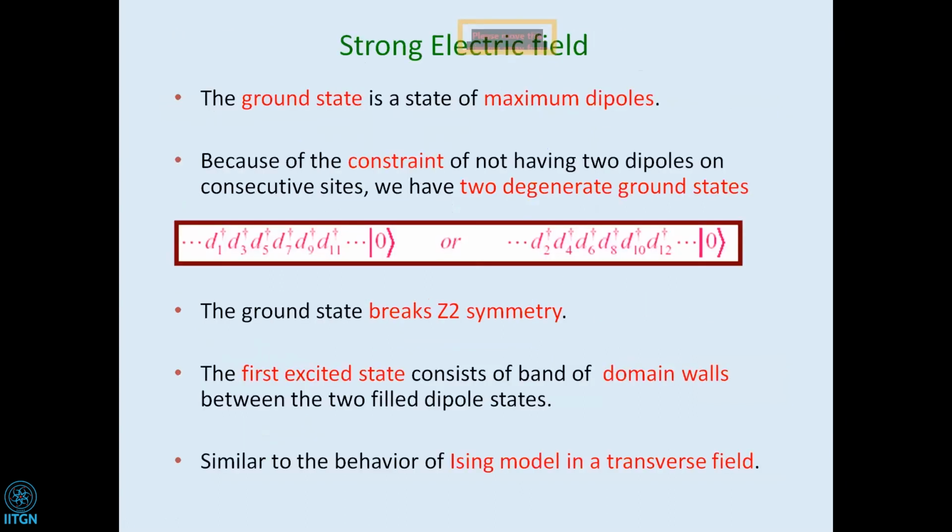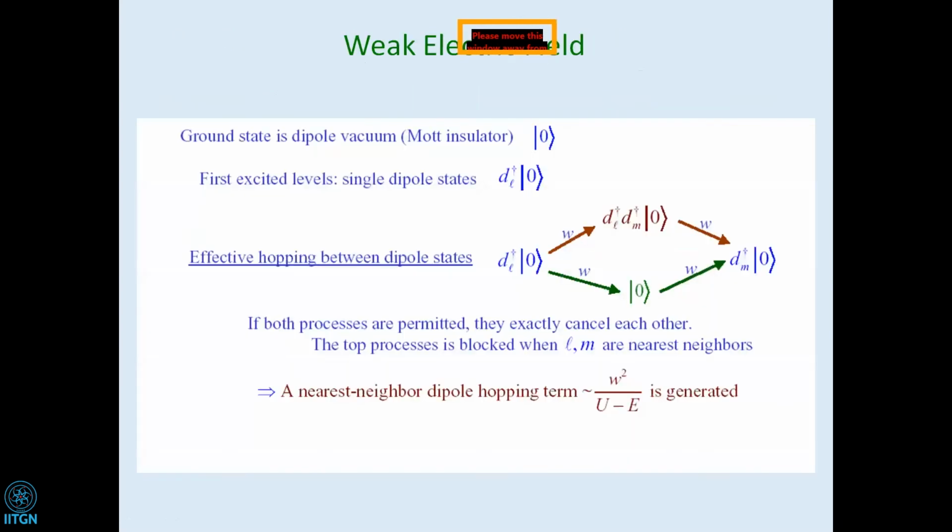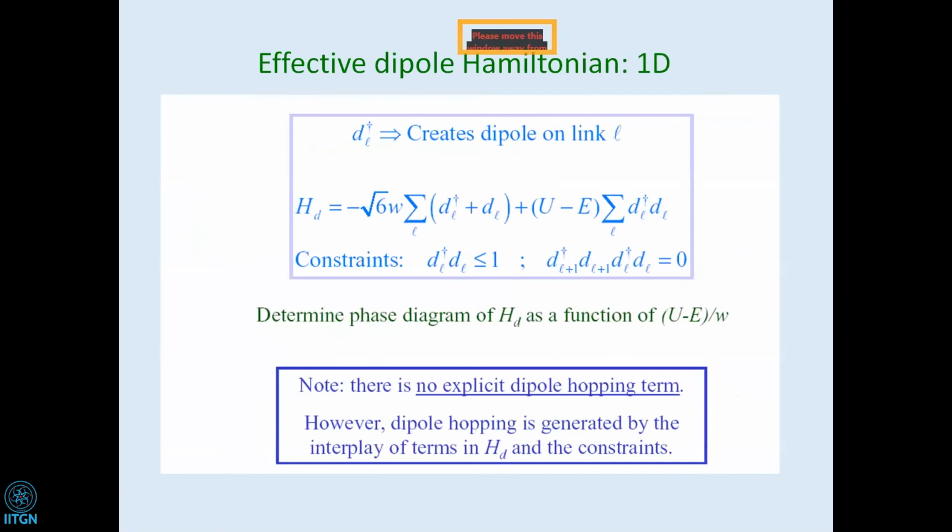Now let me skip that. But the other thing is more interesting. When your electric field E is large compared to U, this means that U minus E is large and negative, and you are going to form as many dipoles as possible. That's your ground state. However, if you have formed a dipole on a given link L, you cannot form one at L plus 1.